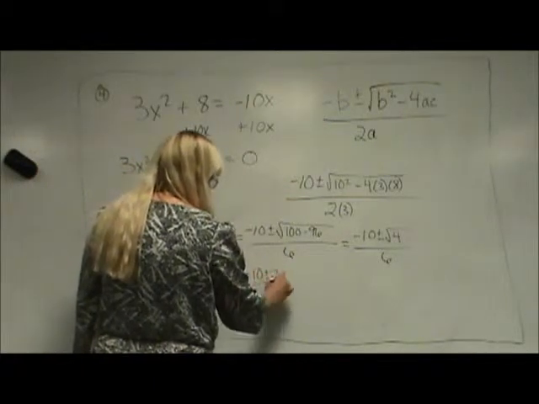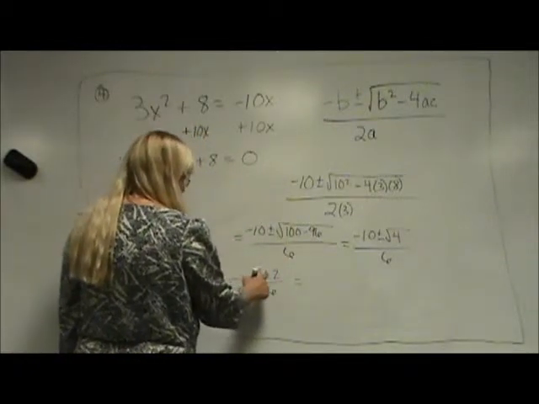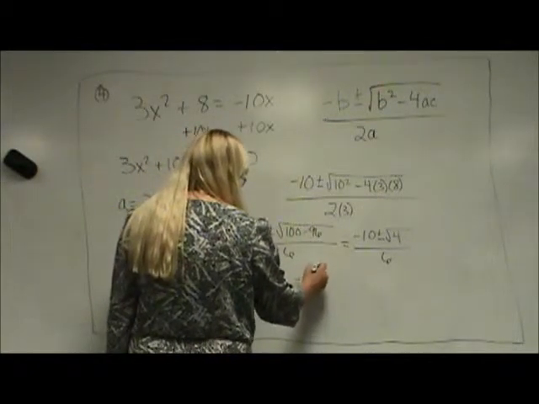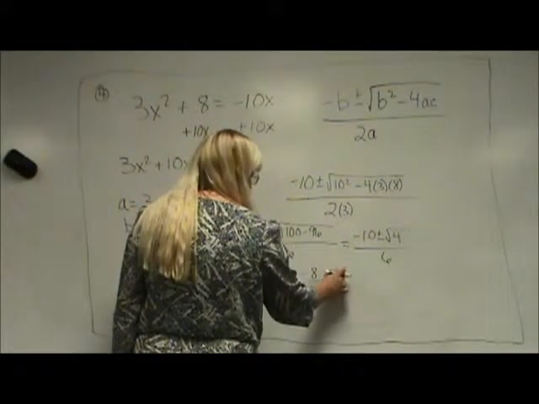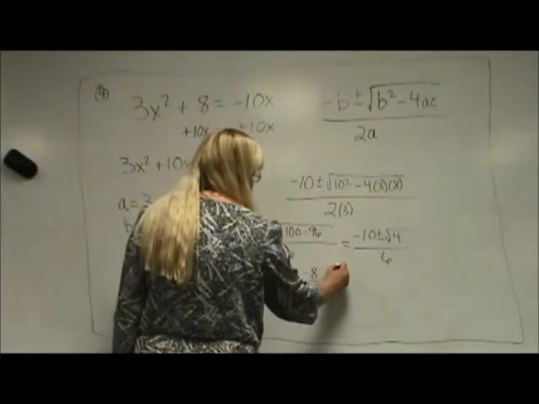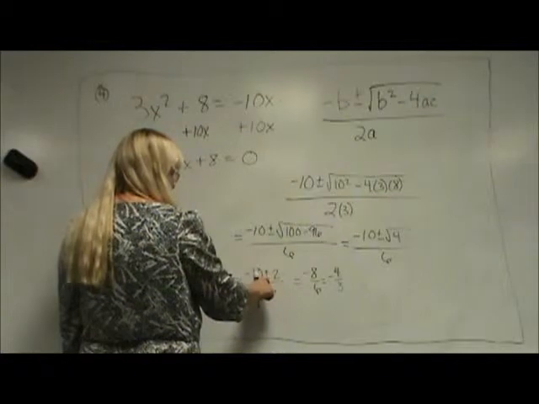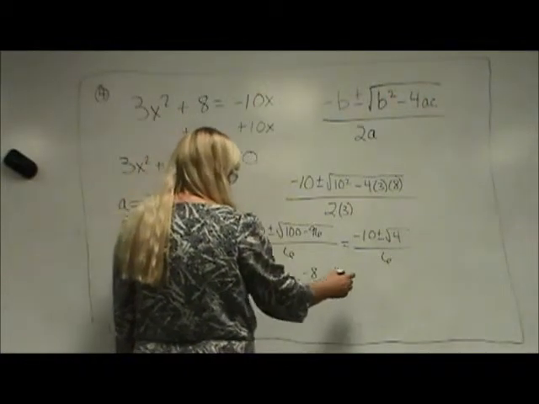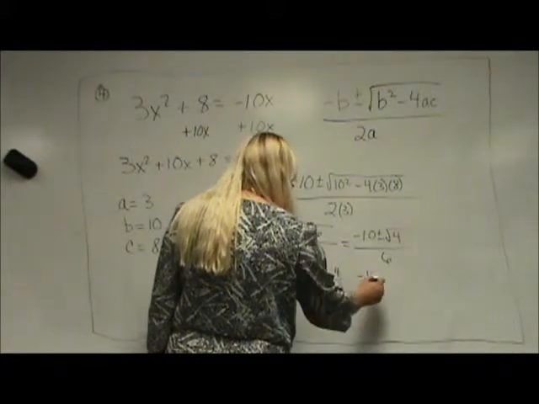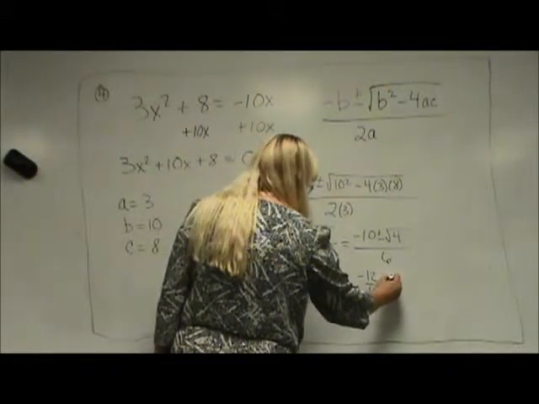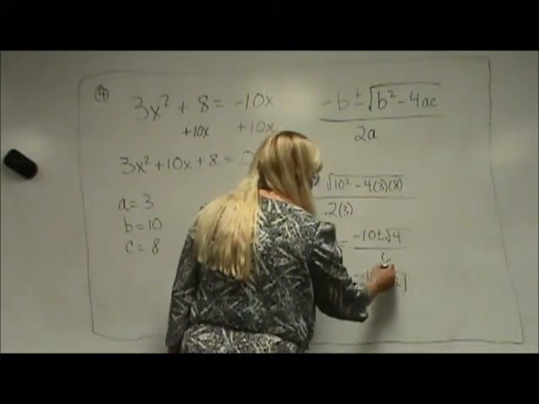Plus or minus 2 all over 6 will give us negative 10 plus 2, which is negative 8 over 6, which reduces to negative 4/3. And negative 10 minus 2 will give me negative 12 over 6, and so I'll just have negative 2. So my solutions are negative 4/3 and negative 2.